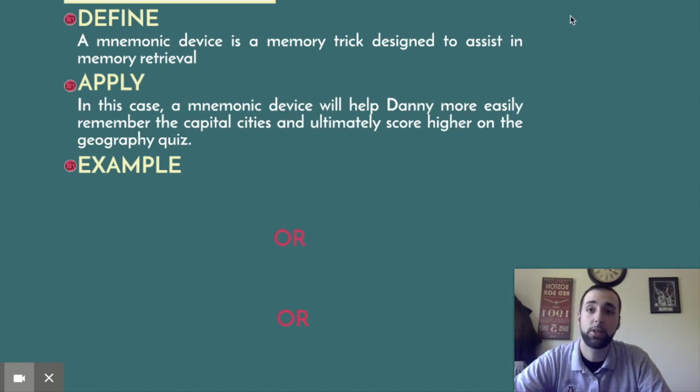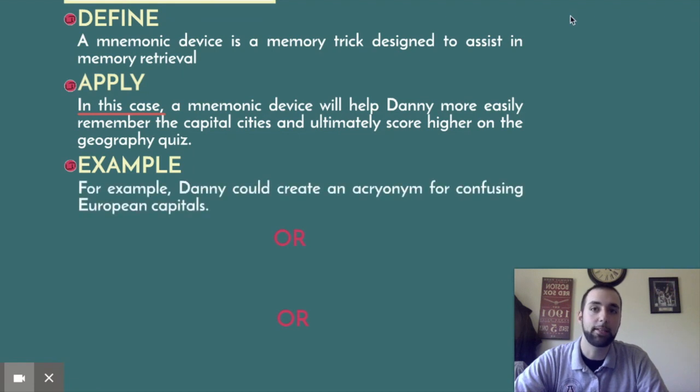The final portion is the example portion. The purpose of the example portion is for you to add to the scenario. Add a few circumstances that are not explicitly written in the scenario, but are still directly related. So if we go on to the example, we have this one. For example, Danny could create an acronym for confusing European capitals.